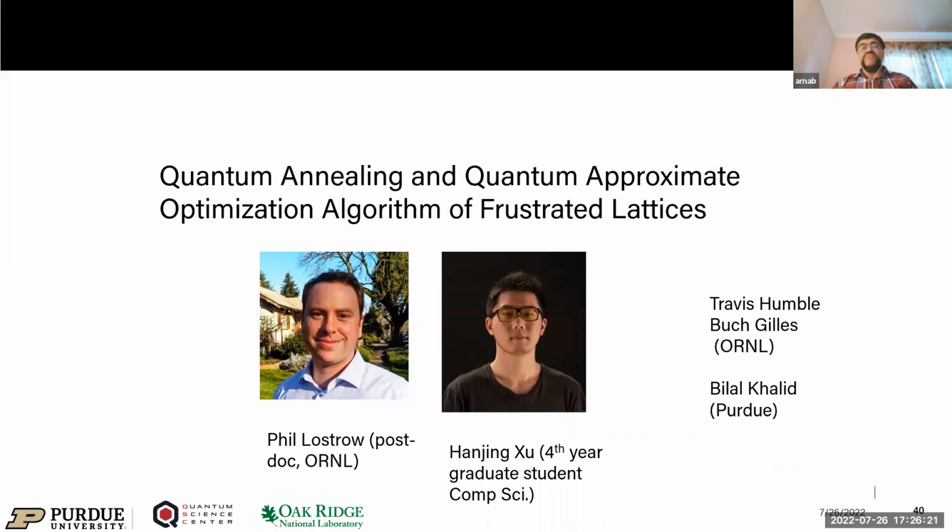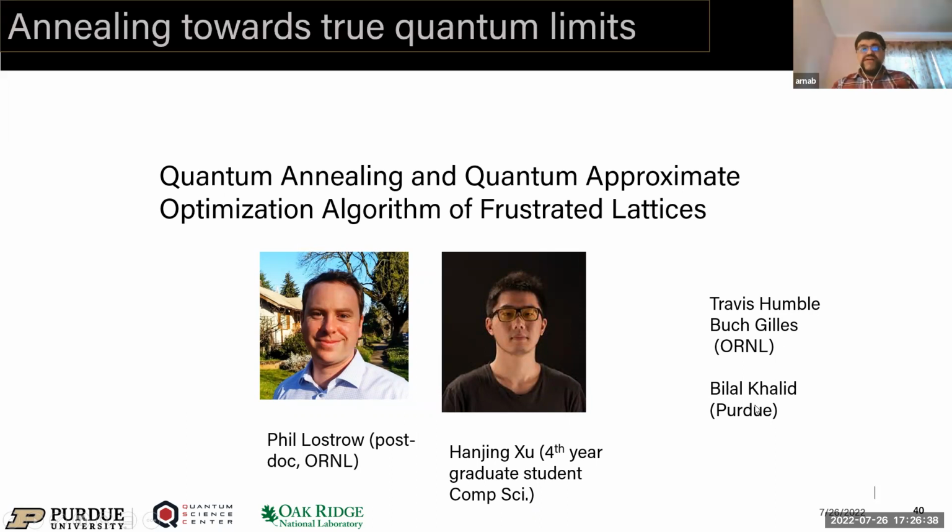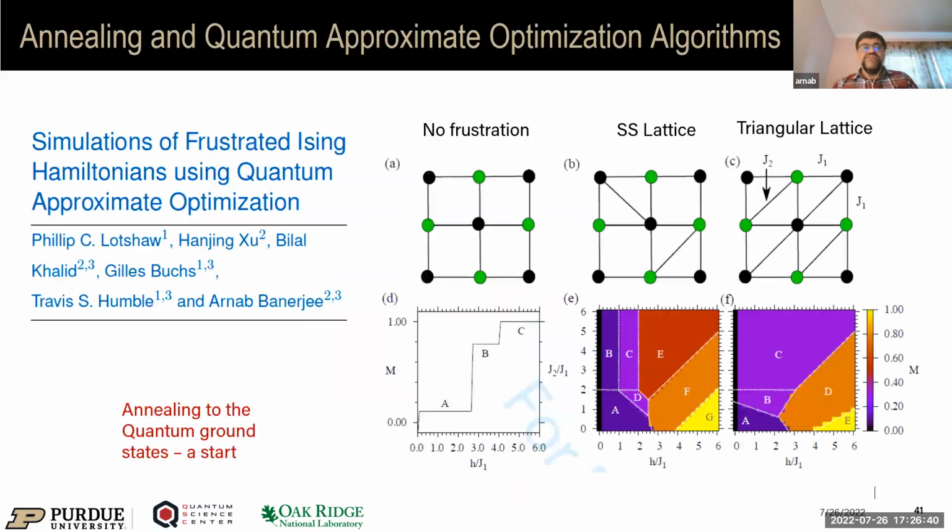In fact, that's the dream, but we started with Ising here as well, using quantum annealing and quantum approximate optimization algorithms, that's QAOA, on similar kinds of frustrated lattices. This work was done by Phil Lotshaw, a postdoc at Oak Ridge National Lab, and Hanjing Zhu, a fourth-year graduate student in computer science at Purdue, along with Travis Humble and Bo Giles. And the hope is that we can get to the true quantum limits. So we are very hopeful that this paper will soon be published.